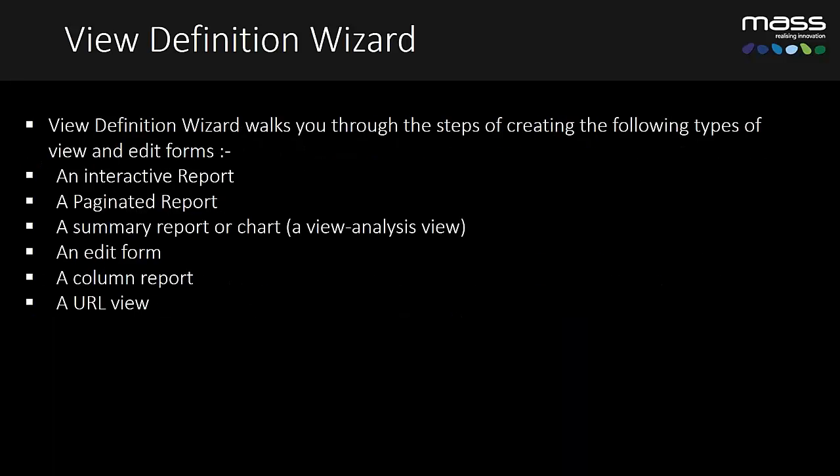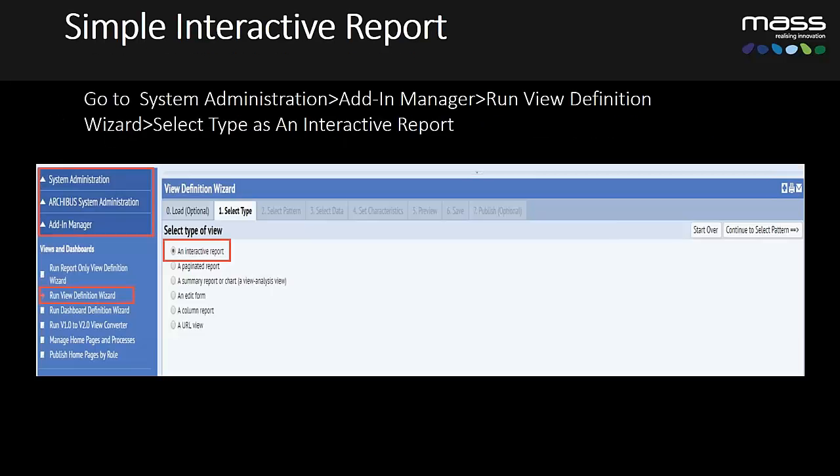So, the view definition wizard helps in creating the following types of views and edit forms: an interactive report, which is a simple report, a paginated report, a summary report or a chart, an edit form, a column report, and finally a URL view. Let me start with simple report creation. So let's see how to create a simple report. I'm going to create a simple interactive report here by using these 6 or 7 steps.